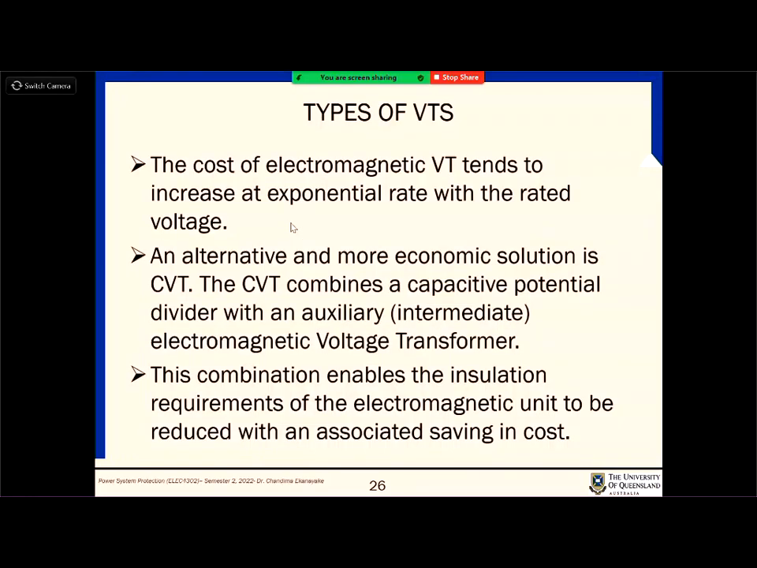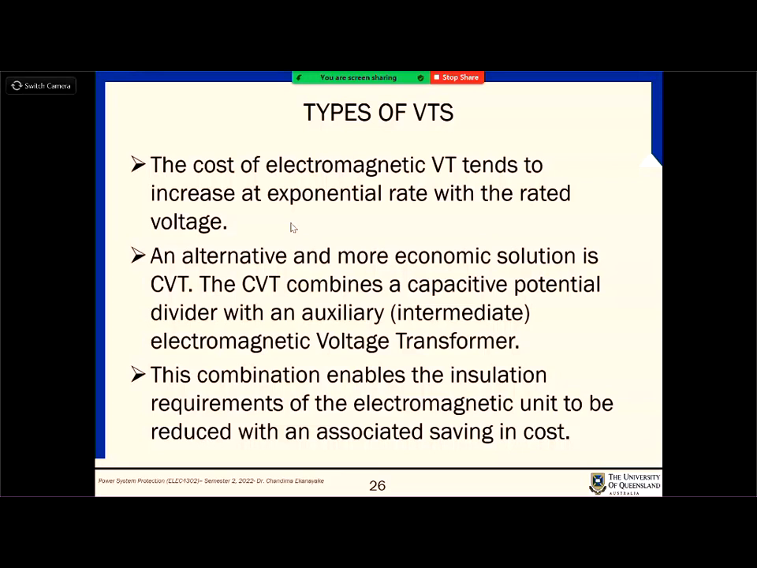So if you are looking at the types of VTs, we are looking at two types. In current transformers, we just had a toroid where you wound the coil to get the secondary current. But in the case of VTs, you can use the normal transformer where you have a core and two windings on the core, basically the flux produced by the primary is coupled by the secondary. So that is the general transformer.